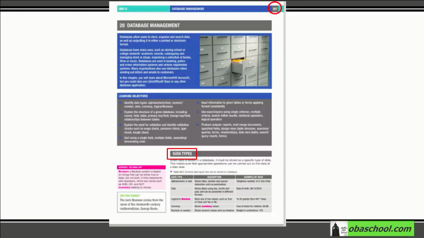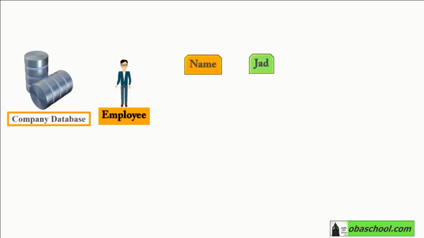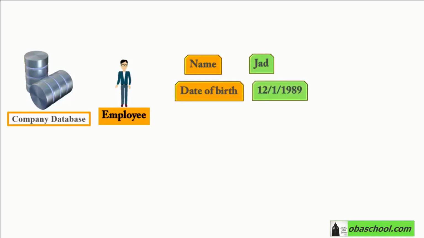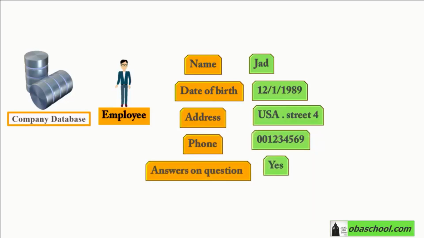So let's start. Let's say we have a database for a company in which all the information concerning its employees is stored in this database. For example, the names of its employees, like Jad, date of birth, address, phone number, answers on certain questions, and the income.